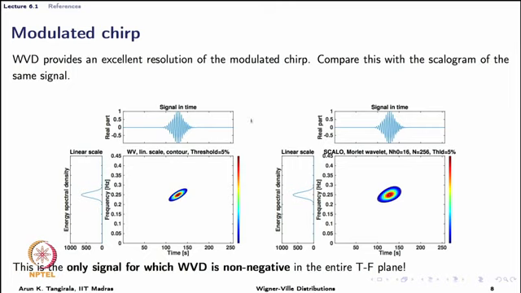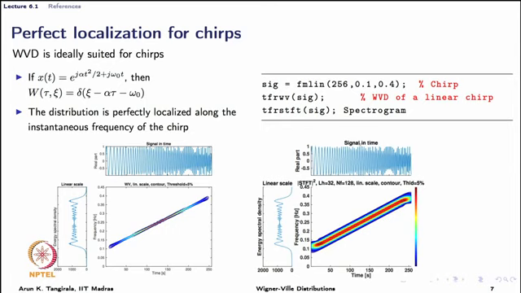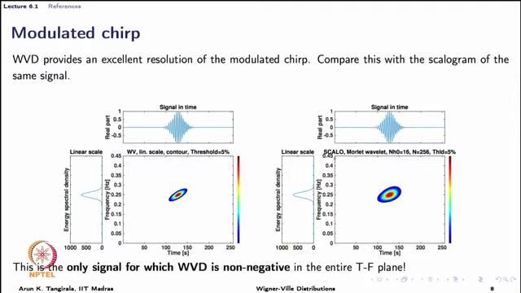Great. So, now what about a modulated chirp? Again, the modulated chirp is special, first of all because the WVD provides an excellent resolution of the modulated chirp. What we mean by modulated is amplitude modulated chirp. I have taken this chirp signal, for example here, and multiplied this with a Gaussian wave, Gaussian amplitude modulation that only exists over this period of time, as a result of which I have this amplitude modulated chirp. The Wigner-Ville looks very nice because it has perfectly localized the frequency as well as the time.